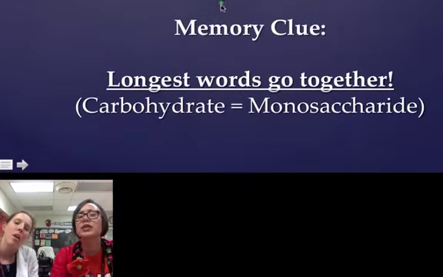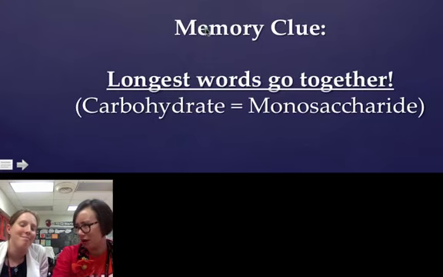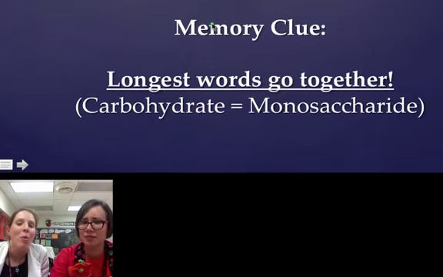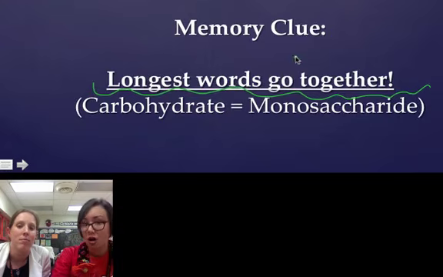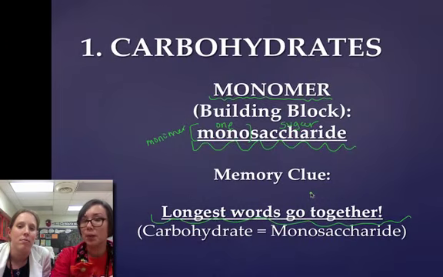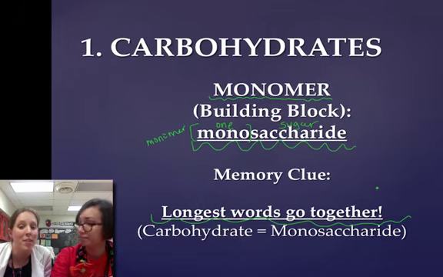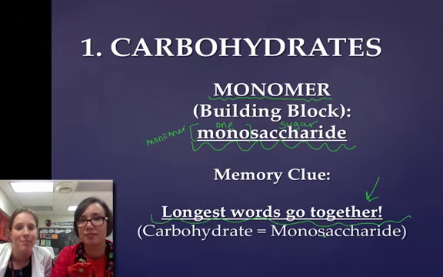All right, so that's hard to remember. That's a really big word. So the way we're going to remember that the monomer of carbohydrates is monosaccharides is we're going to remember the longest words go together. Carbohydrate, a really long word and a really hard way of saying sugar, is made up of individual puzzle pieces or building blocks called monosaccharides. So make sure you write this memory clue on your paper along with monosaccharide.